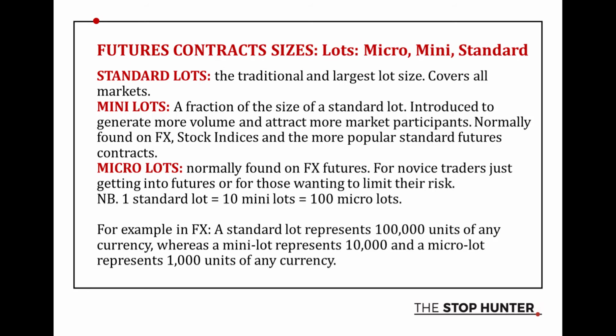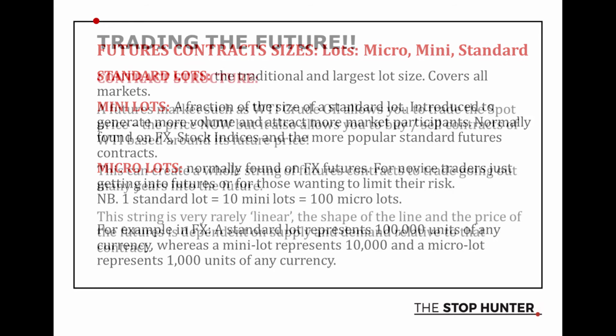Now the mini lots are a fraction of the size of the standard lot, and the micro lot is a fraction of the size of the mini lot. So one standard lot equals 10 mini lots equals 100 micro lots, to give you an idea. And as you will see later, they are available on a lot of these markets, especially the more popular ones. But a fraction, that 3,100 suddenly maybe becomes $500 or $600 or even less. It becomes more attractive and possible to trade.